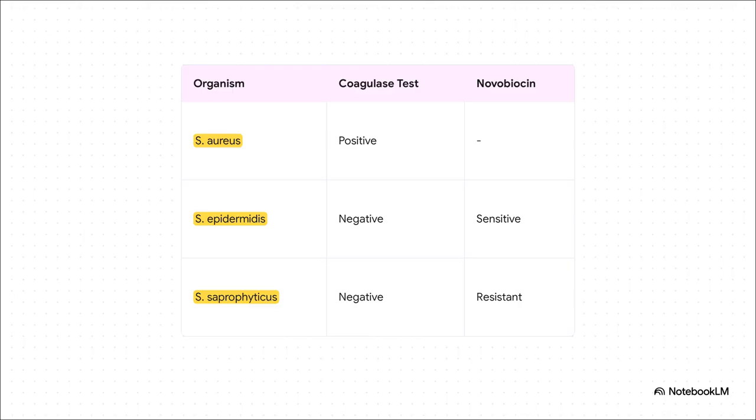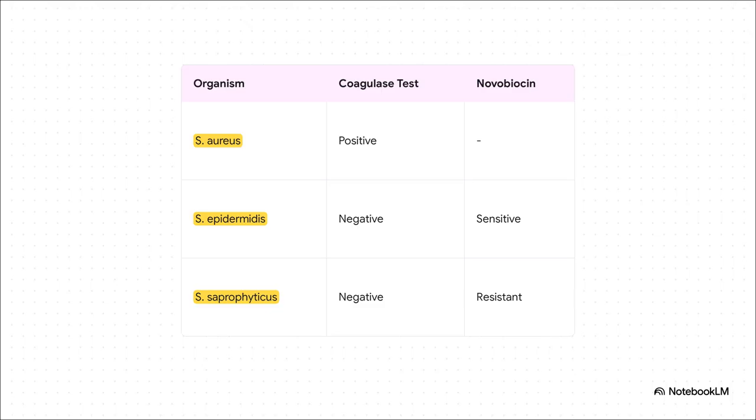Now, Staphylococcus aureus is coagulase positive, which means it can literally make blood plasma clot. This is a huge red flag because it uses this trick to build a little shield around itself, basically creating a hiding spot from our immune system. The other common staph species can't do that. For those guys, we use a little antibiotic disc called novobiocin to tell them apart. S. epidermidis is sensitive to it, while S. saprophyticus just shrugs it off.